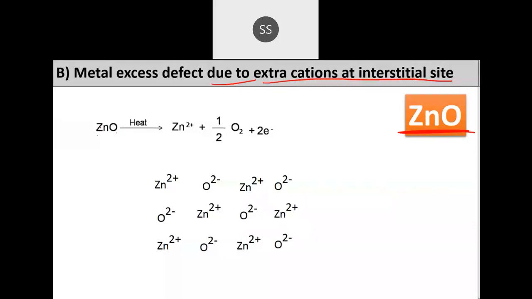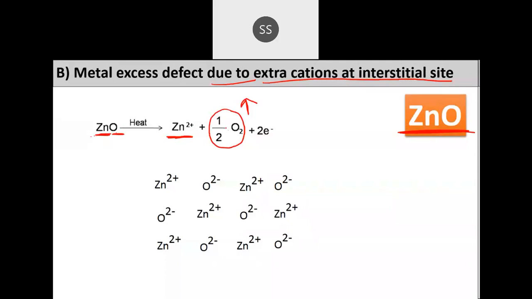We have zinc oxide made up of zinc and oxygen; these are the two elements it is made up of. So when they break down, they will break down in the form of zinc ion. Oxygen will go out in the form of a gas. This will escape in the form of gas because oxygen gas is more stable. So when you heat this particular crystal, oxygen will escape out.